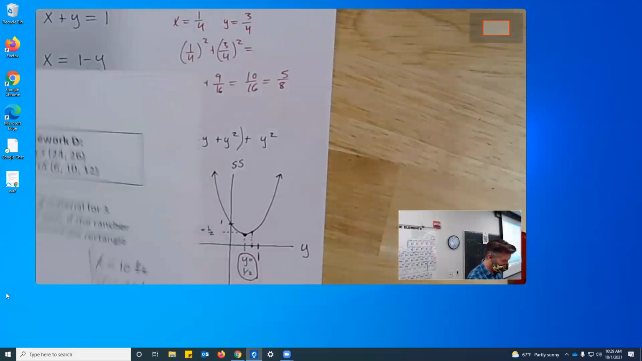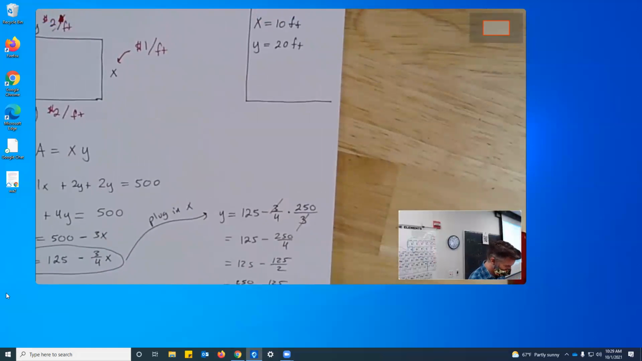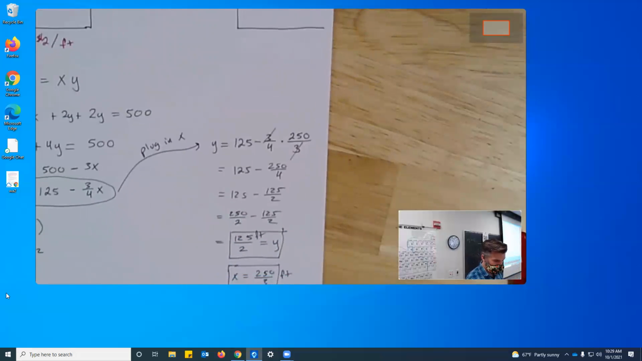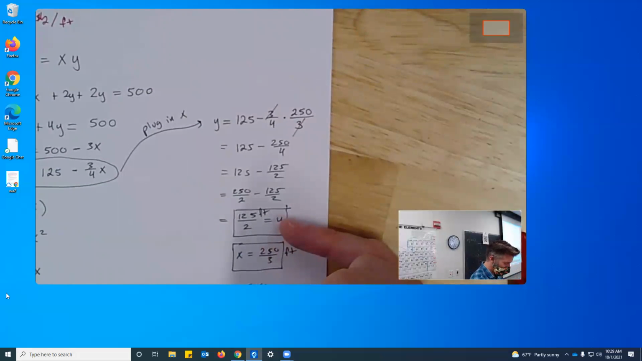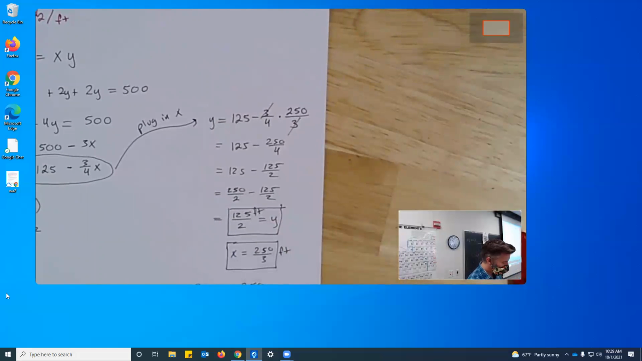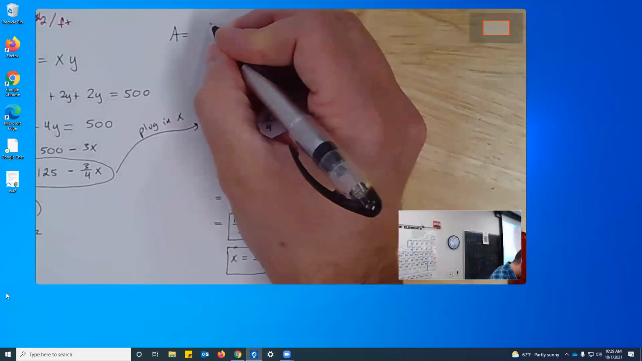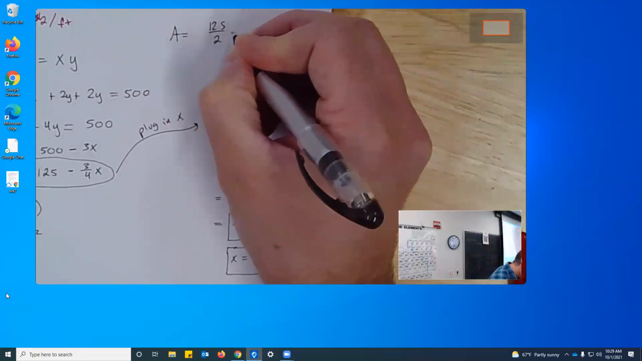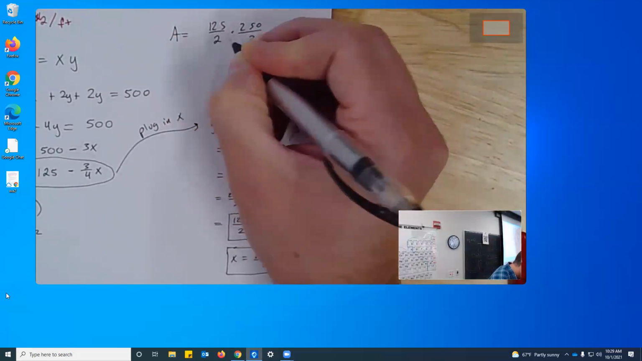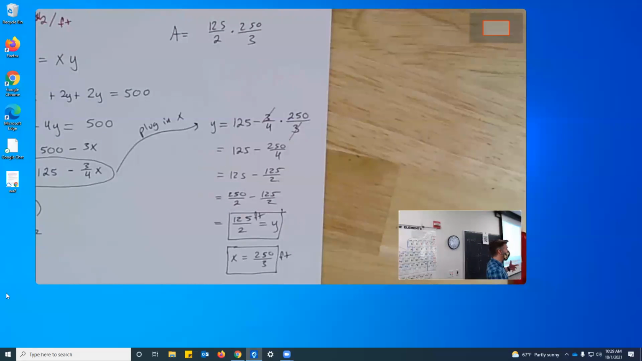I will say, if we look back at this previous example we did, where I know we got some not lovely numbers either, you know, y is 125 over 2 and x is 250 over 3, but we could find the maximum area. The maximum area would be this times this, 125 over 2 times 250 over 3. And that would be the second coordinate of your vertex.